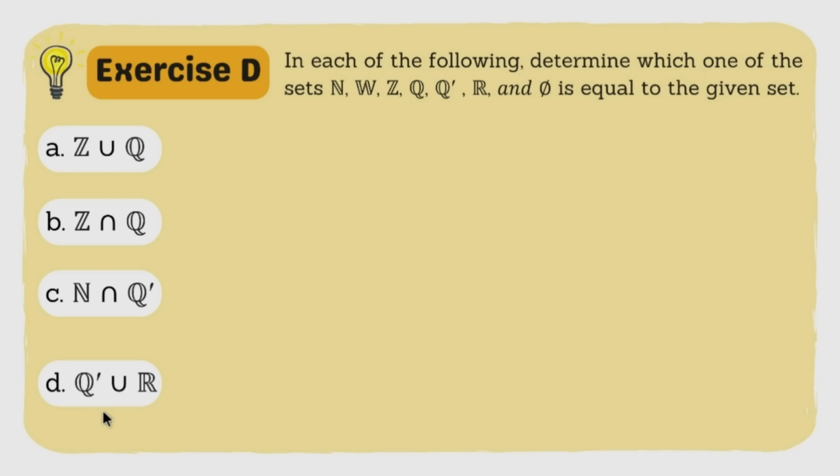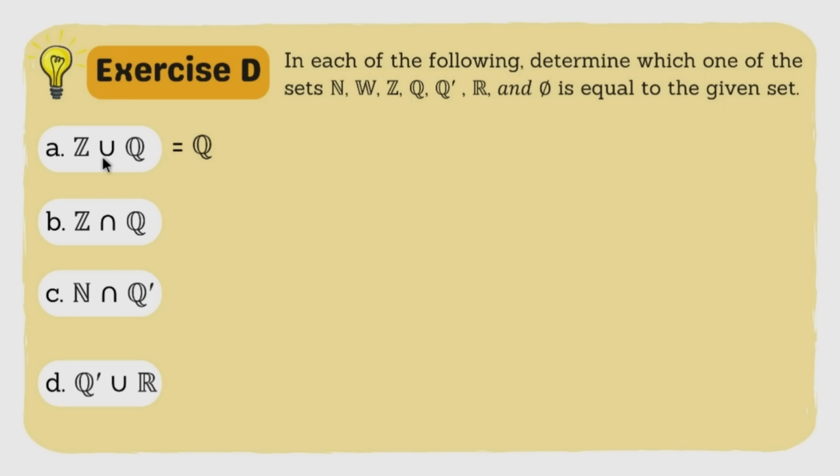Okay, I hope you're done. Let's now have the answers for letter A. Here in letter A, we have Z. What does set Z mean? This is the notation for integers. So integers, union, what is our Q? We have rational numbers. So we have integers and rational numbers. What is the union of integers and rational numbers? The answer here is just set Q, or the set of rational numbers.